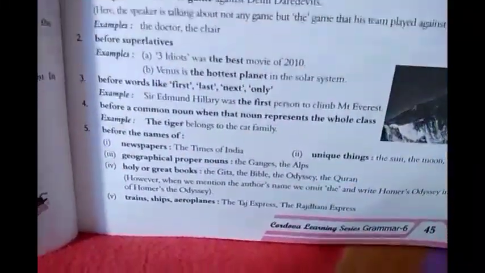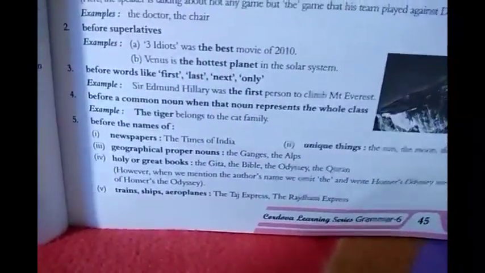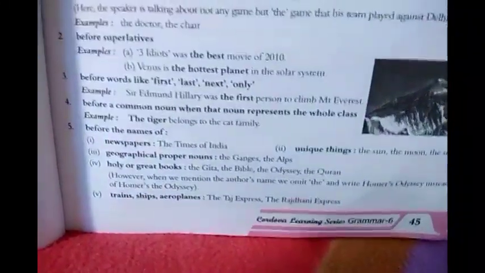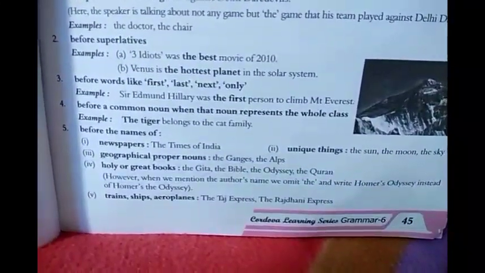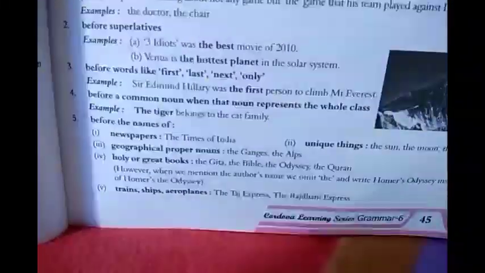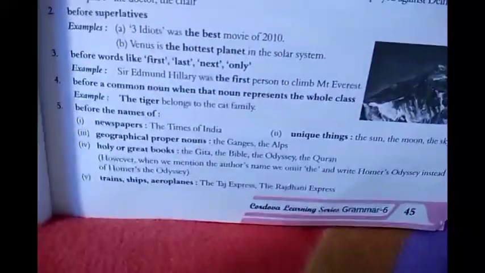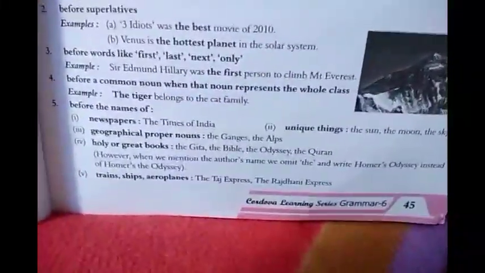Then also before a common noun when that noun represents the whole class. For example, the tiger belongs to the cat family. So the tiger is representing the whole class. And you can say the lion is the king of the jungle. Here also the lion is representing the whole class of lions. Okay, then before the names of newspapers, geographical proper nouns, holy or great books, trains, ships, airplanes, unique things. So before all these words or nouns, you have to use the definite article, THE.